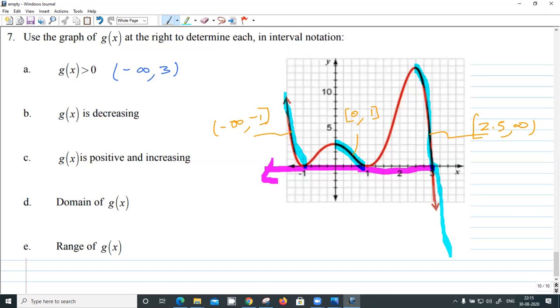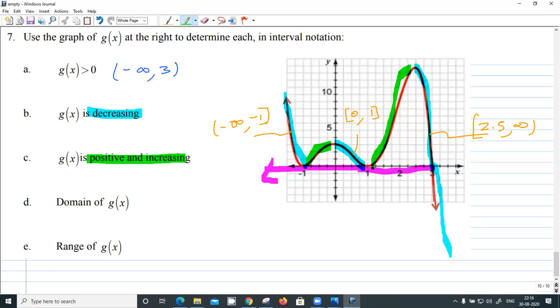Then the next one is going to be when g of x is positive and increasing. So the answer for B is the union of all these three intervals. So g of x is positive and increasing. So this part, right? Yeah, I said negative 1 comma 0 union 1 comma 2.5. You can include all square brackets. Yeah, that's what I did.